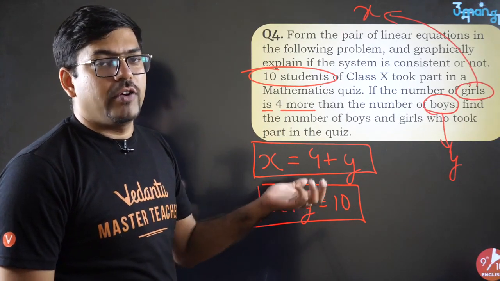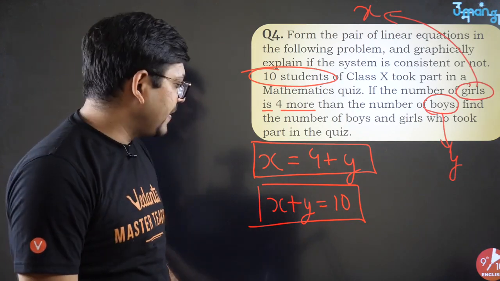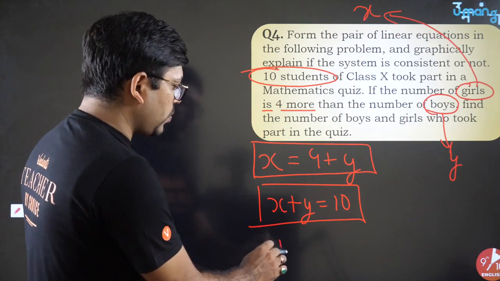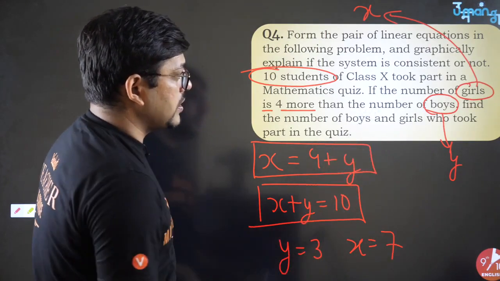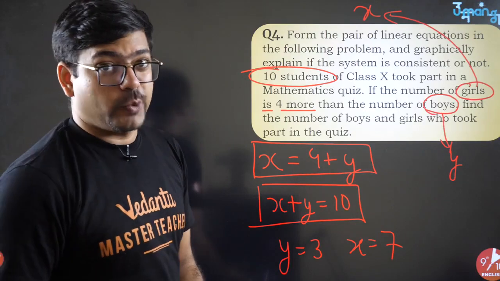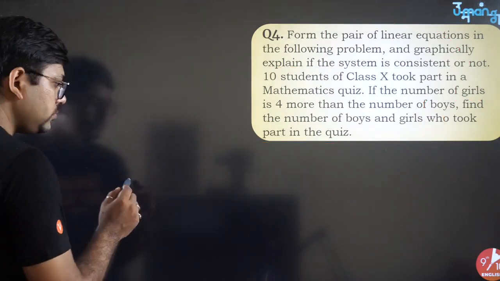Now you have to make the graph. Once you make the graph, you get the answer. Eureka! So here you would get Y equals 3 and X equals 7. Means the number of girls is 7, the number of boys is 3. Okay, so let's see that.